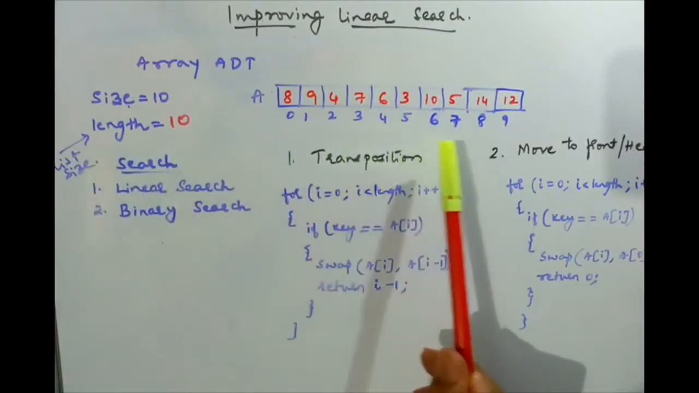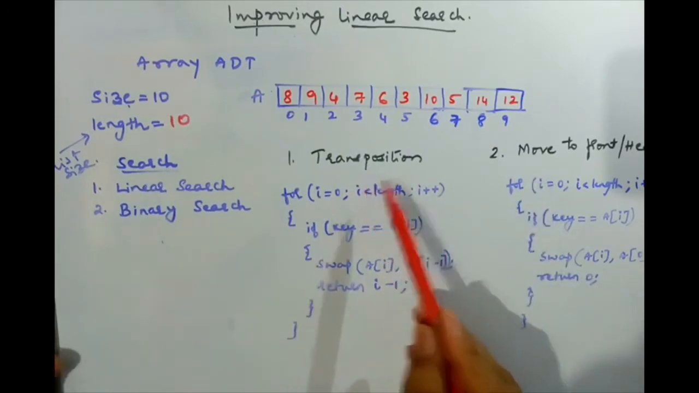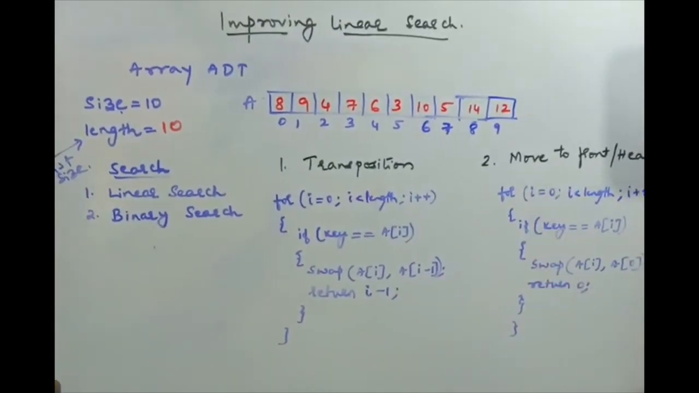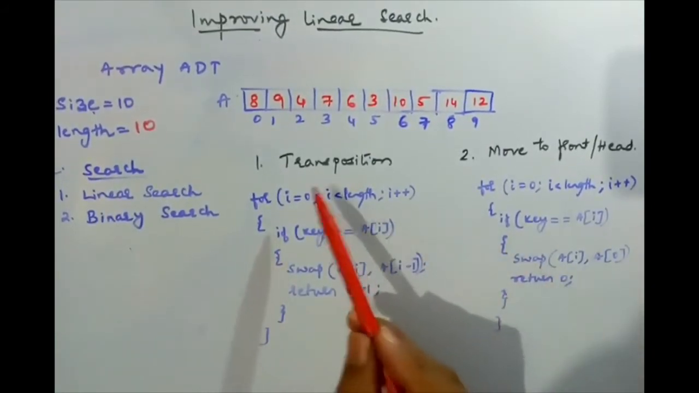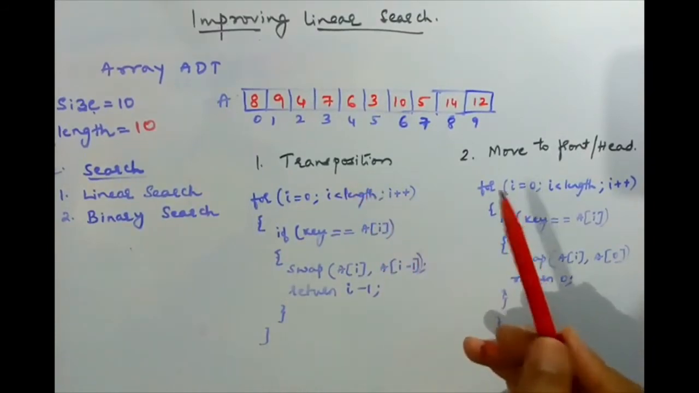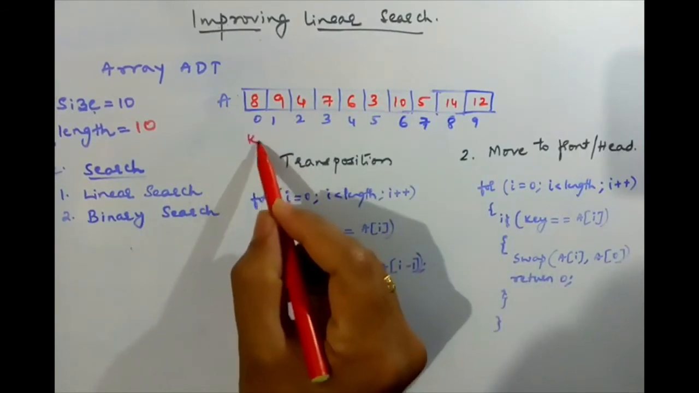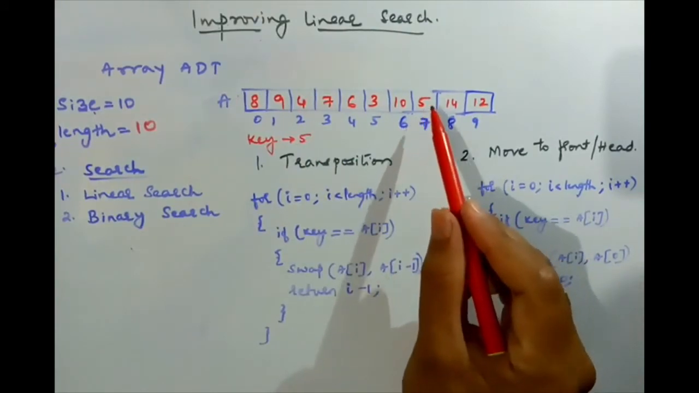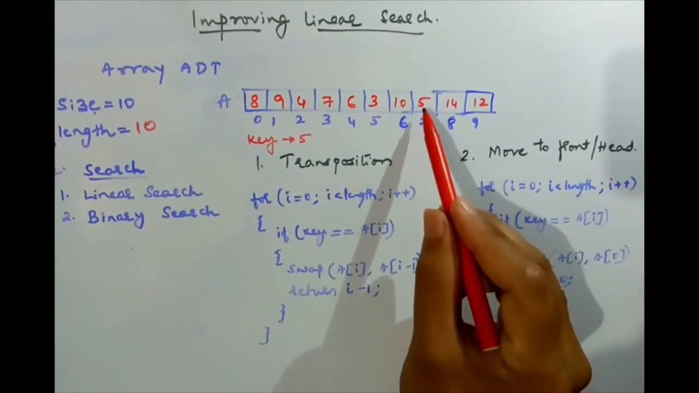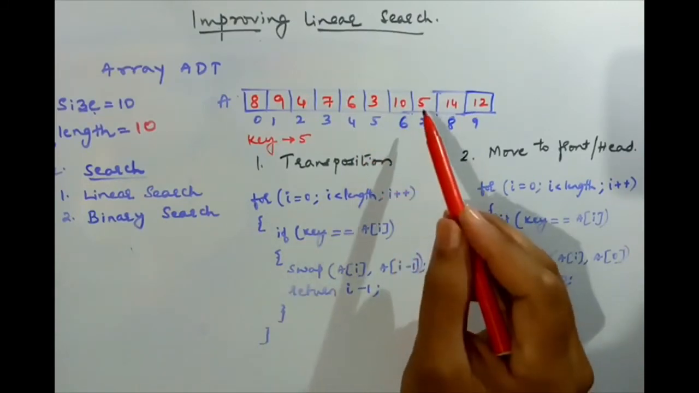So I have taken the same example. Here we have two methods. One is transposition and another is move to front or head. So what is transposition? We'll see. Transposition means, for example, we were searching the key element 5. If you have searched 5 once and next time search again for the same number, that is key 5, the probability will be more.